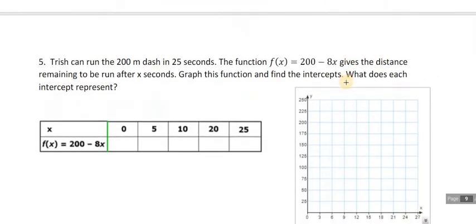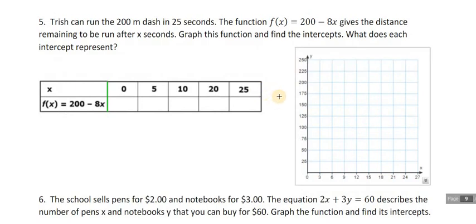All right, let's take a look at number 5. Trish can run the 200-meter dash in 25 seconds. The function f of x equals 200 minus 8x gives the distance remaining to be run after x seconds. Graph this function and find the intercepts. What does each intercept represent? All right, so let's let the word problem do the work for us.